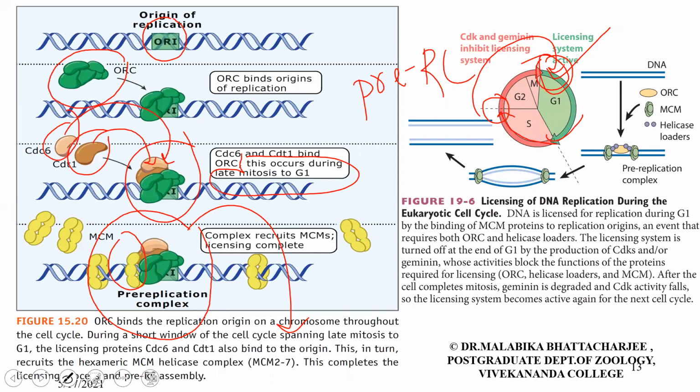And the actual start of the replication is again restricted to the S phase. So even though the DNA has replicated in S phase, it cannot again initiate fresh replication because loading has to occur in the next cycle of late M and early G1. So this window is very important.